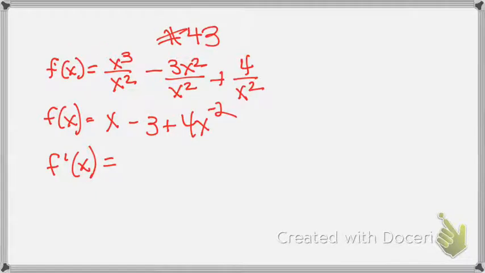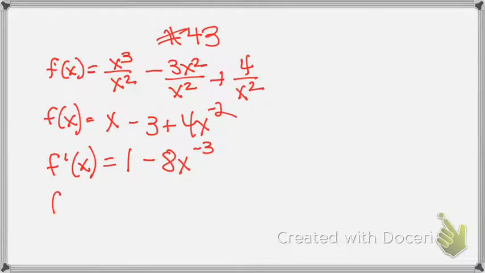Okay, so this is number 43. First, you split it up, single term denominator, and now I'm just starting the derivative. The derivative of the first term would be 1. The derivative of negative 3 is 0. And the derivative of the last term would be negative 8x to the negative 3.